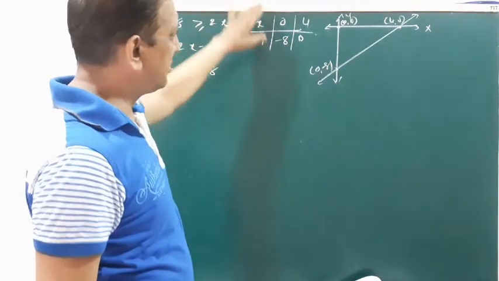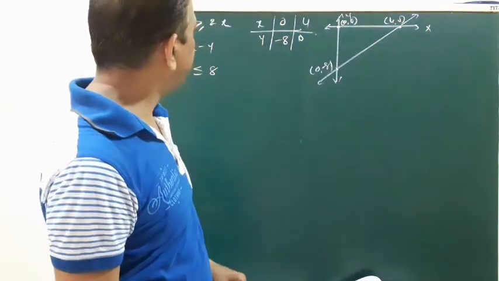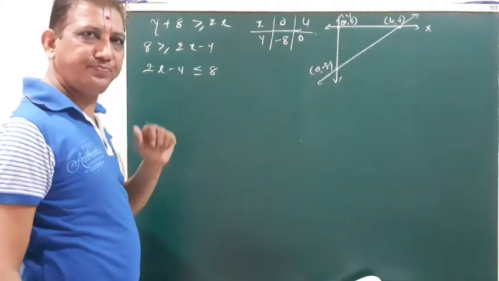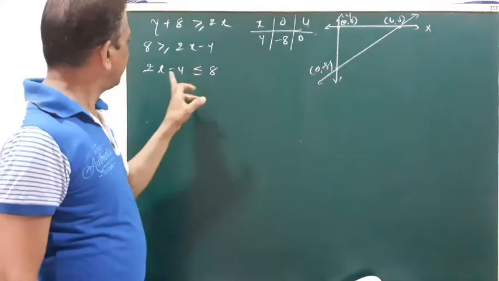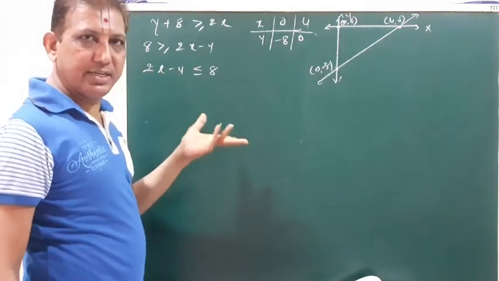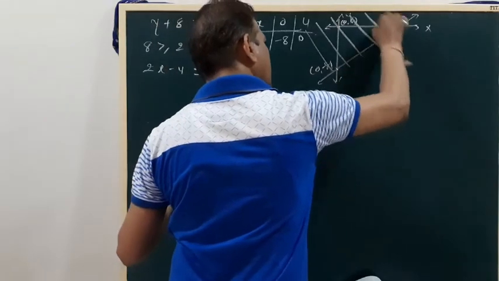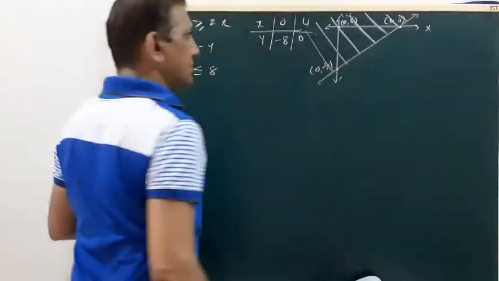Now check your portion. Which part of the graph is included? Put 0, 0 in this equation. Here the equal to sign is given, so we draw the dark line. 0, 0: 0 is smaller than 8, satisfied. So this portion. Okay, is it clear?